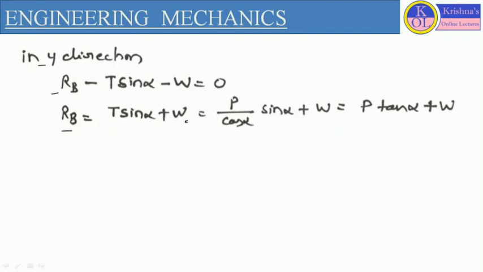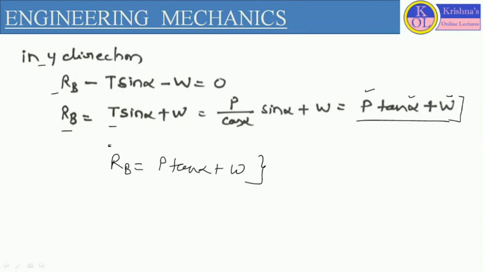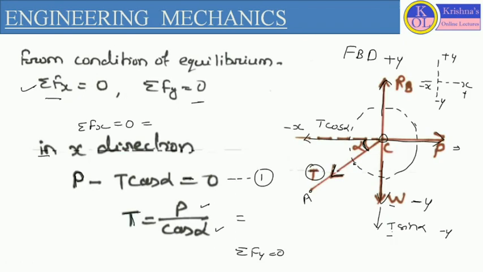RB will be T sin alpha plus W, and the T value we have. So it will be P by cos alpha times sin alpha plus W, which equals P tan alpha plus W. If we don't have the exact values of the weight and external force P, we will get the answer in terms of an equation. If we have the values of P, alpha and W, we will get the exact value of RB. This particular expression, P tan alpha plus W, represents the reaction at support point B, and this particular equation, P by cos alpha, represents the tension in the string AC.